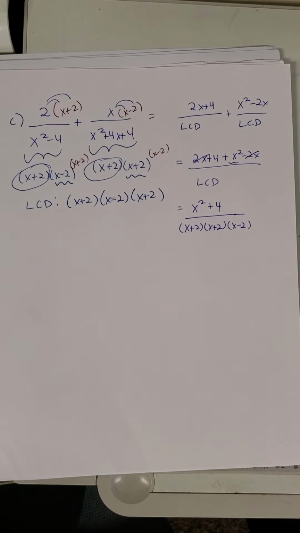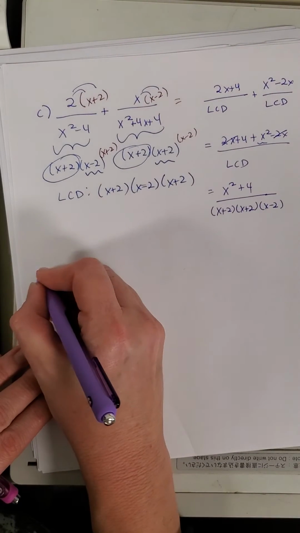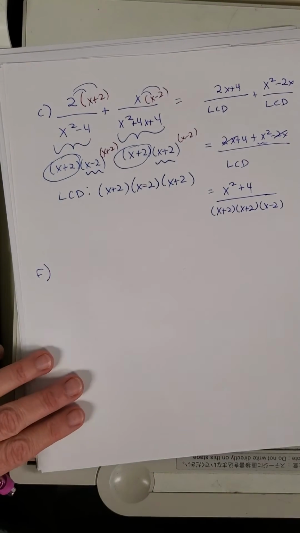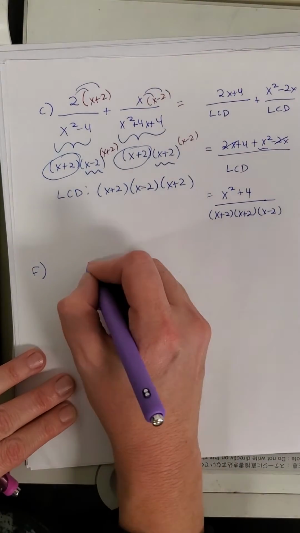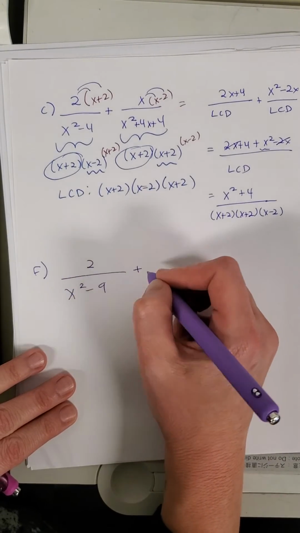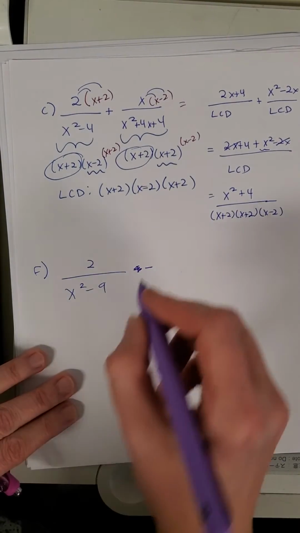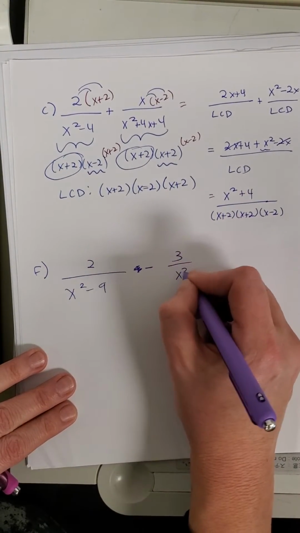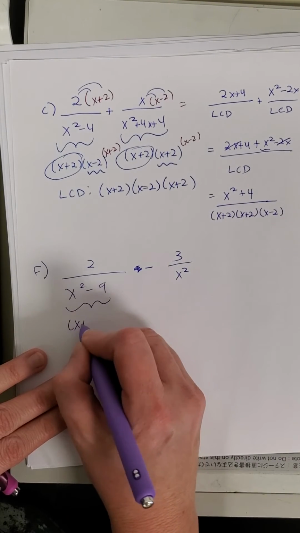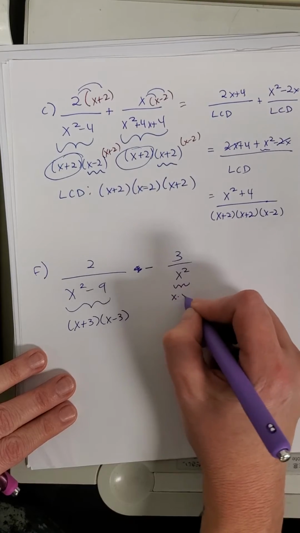I'm only going to do one more of these. I am going to strategically pick F. So I'm going to do F. F is 2 over x squared minus 9 plus, oh sorry, it's minus 3 over x squared. So to factor this one, we get x plus 3, x minus 3. When we factor this one, we get x times x.